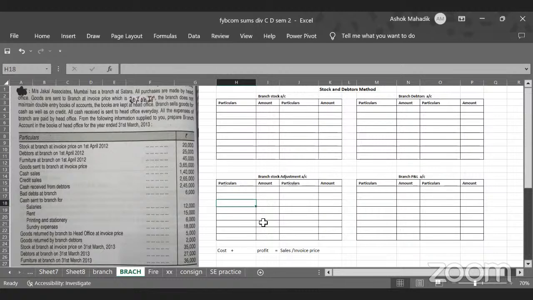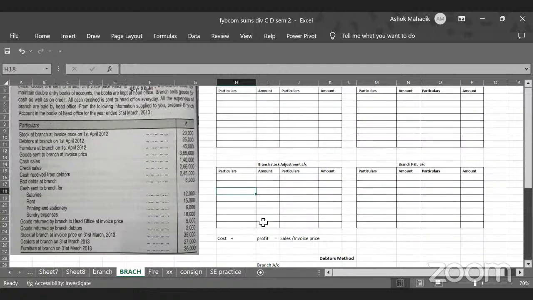In branch accounts, you have two methods. One is debtors method and second is stock and debtors method. The question may look similar, so be careful while solving the sum. Look at the question, read it carefully and see which method they have asked you to solve. If it is stock and debtors method, then you need to make at least these four accounts: branch stock account, branch stock adjustment account, branch debtors account, and branch P&L account.